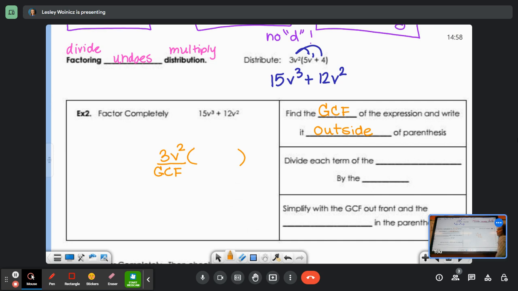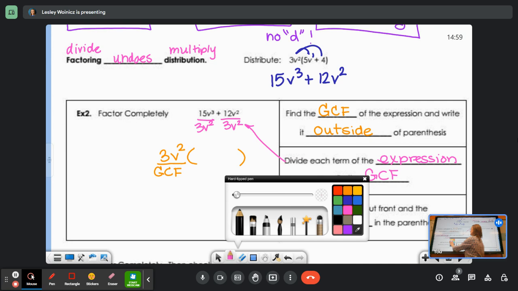Now, the next step says that I have to divide each term of my expression, the one I started with, by my GCF. So we're going to divide 15v cubed by 3v squared, and we're going to divide 12v squared by 3v squared. The last step says that we're going to simplify with the GCF out in front and the leftovers in parentheses.